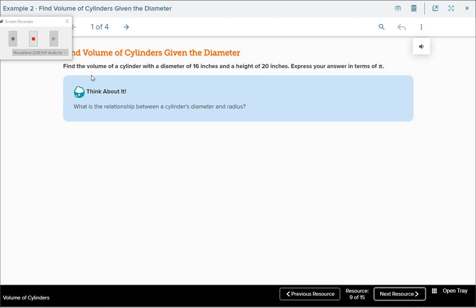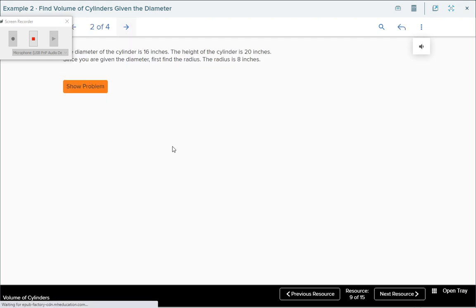Just visually, because we don't have a picture here, let's find the volume of a cylinder with a diameter of 16. If I have a diameter of 16, what's my radius going to be? 8. Keep that in your head, and a height of 20. Does the height change at all? No. So if we write our formula, volume equals pi r squared times height.